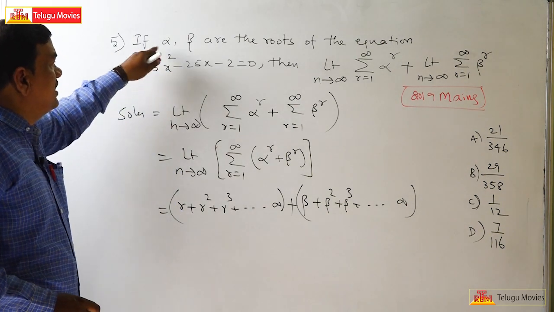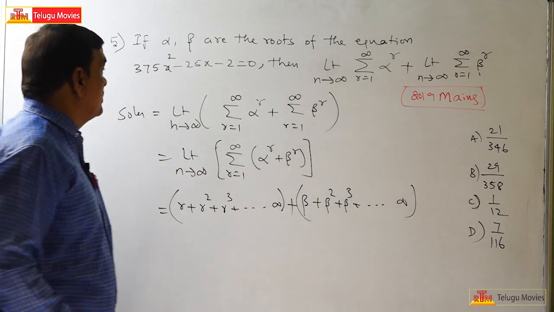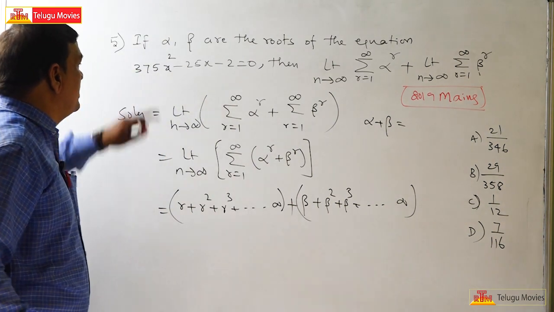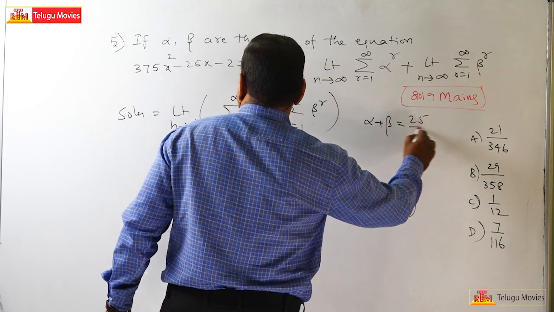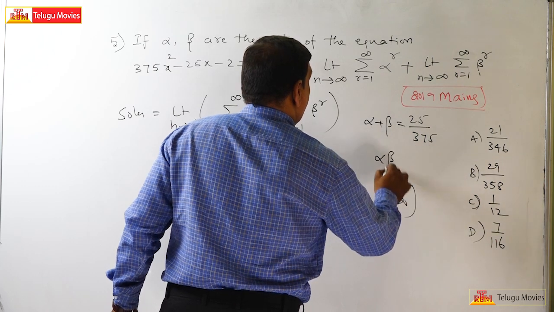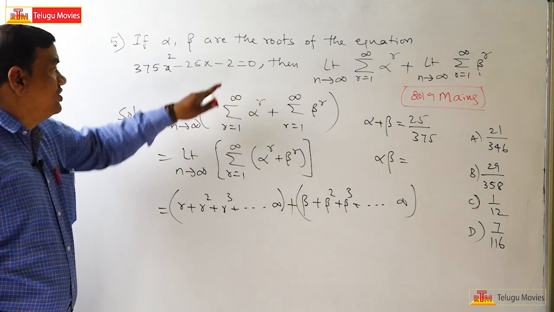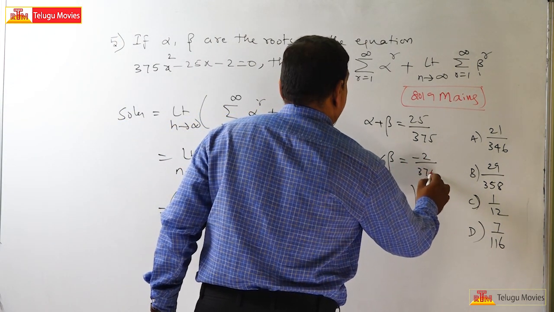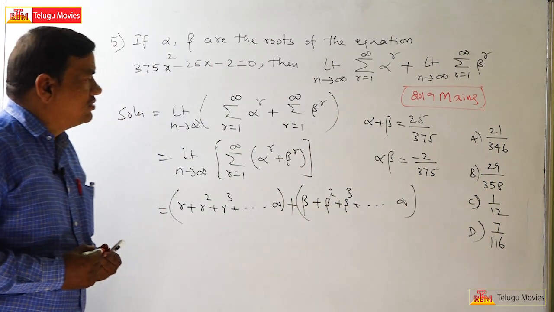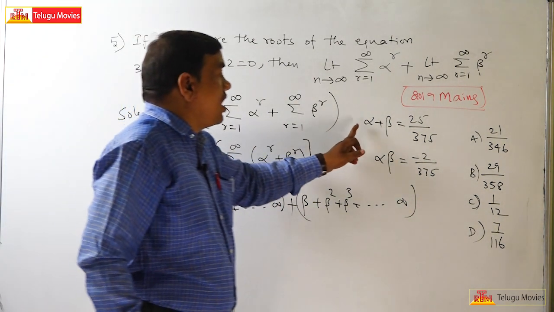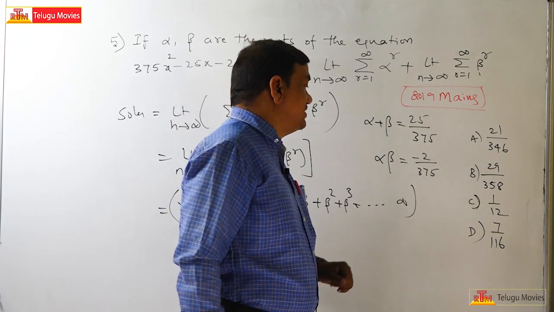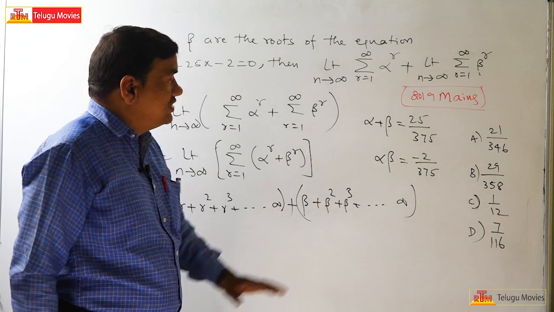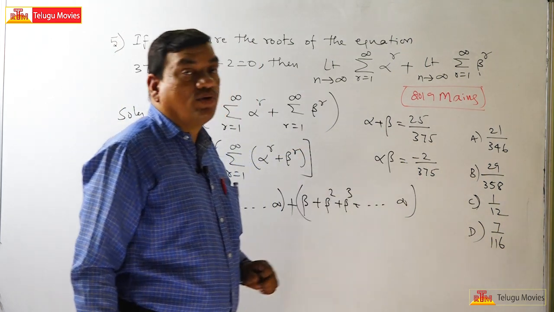For this it is given that alpha, beta are the roots of this equation. So we know that the sum of the roots is equal to minus b by a, that is equal to 25 by 375. Product of the roots is equal to c by a, minus 2 by 375. See these values. Sum of the roots alpha plus beta is equal to 25 by 375. Product of the roots is equal to minus 2 by 375. So this is a proper fraction. This is also a proper fraction.